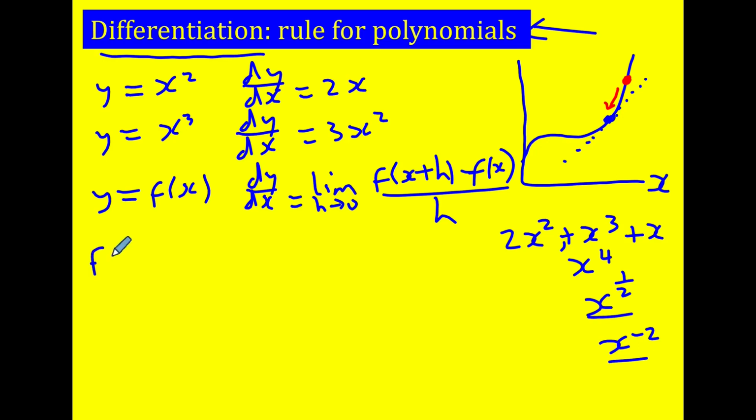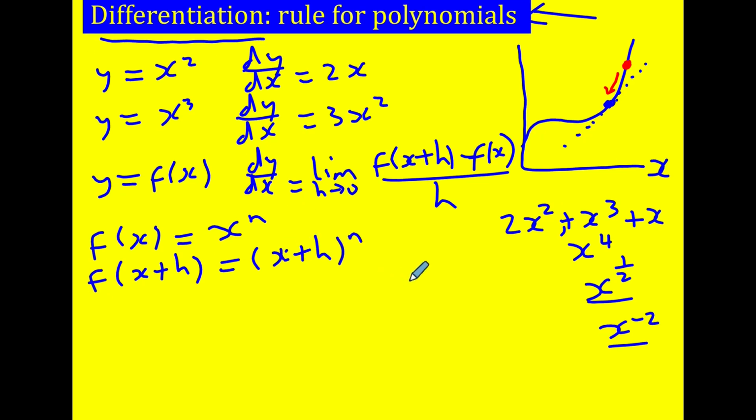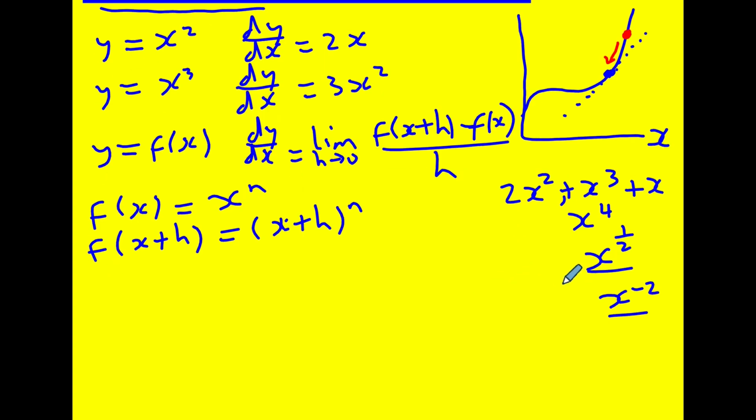Okay, let's do this. How are we going to get a rule for polynomials where we're interested in x to any power? Well, let's put it into the definition, x to the n. That's the function I'm interested in. So then f of x plus h is going to equal x plus h to the n. Now that does not look very nice because I don't know what n is. How am I going to expand it like a double bracket or a triple bracket? I can't. However, we can because we actually know the binomial theorem.